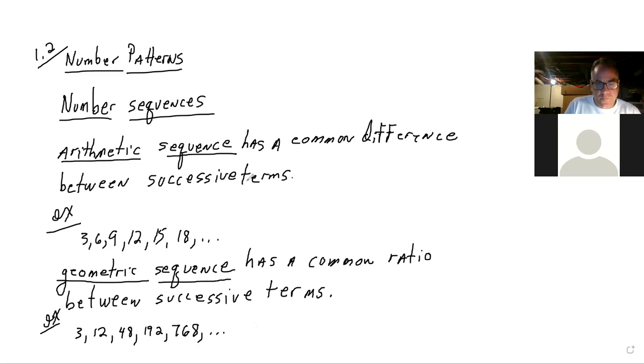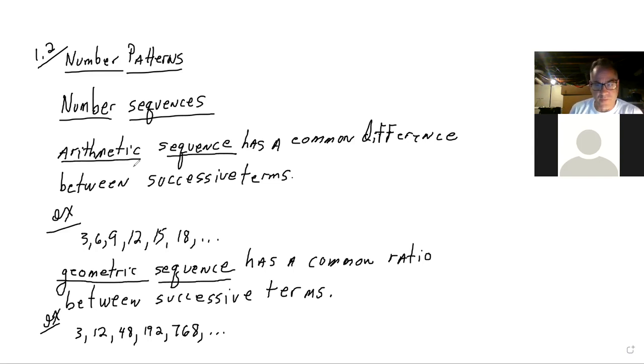There'll be a few problems in homework where you're given a sequence and asked to identify it as arithmetic, geometric, or neither. So you're just checking whether you have a common difference between any two consecutive terms or a common ratio between any two consecutive terms.